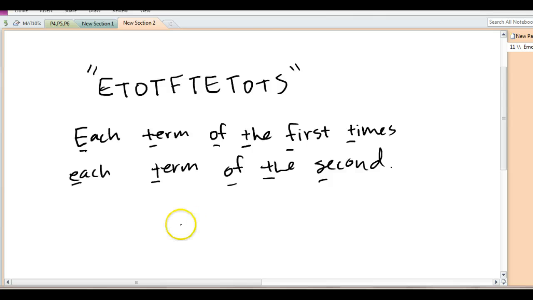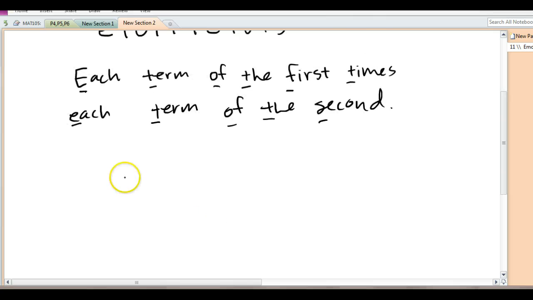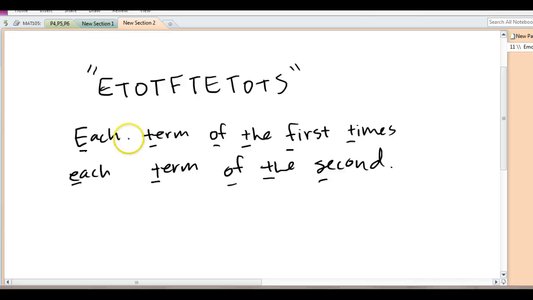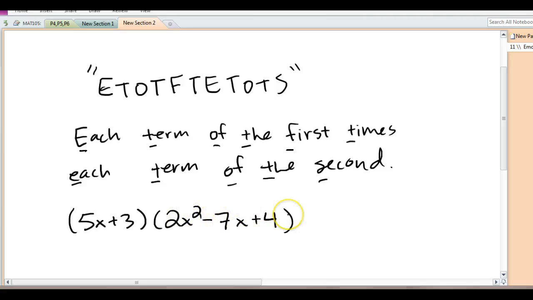Alright, so how does that apply? Well, FOIL just means first, outside, inside, and last. So you can see when you have something like 5x plus 3 times 2x squared minus 7x plus 4, you're going to get more than just a first, an outside, an inside, and a last, because that second one has 3 terms. So what each term of the first times each term of the second means is we start with this 5x, and we multiply it by every single term of the second polynomial.